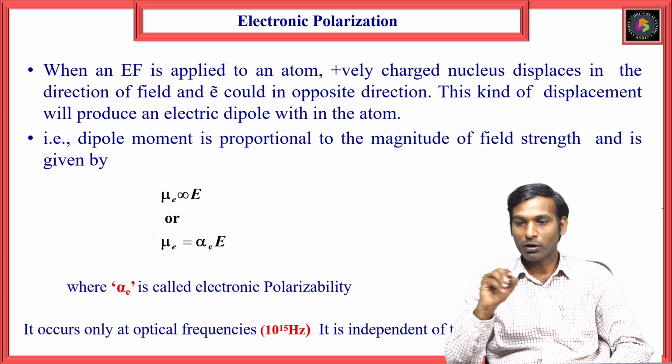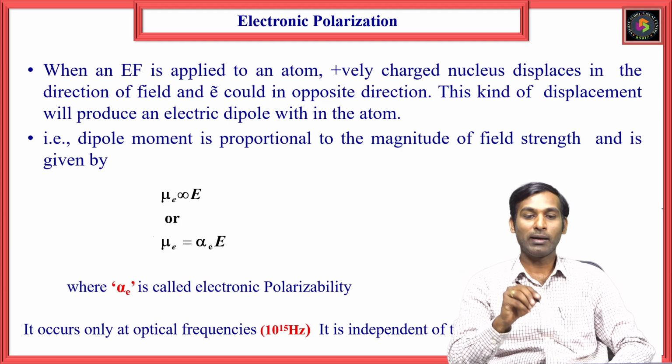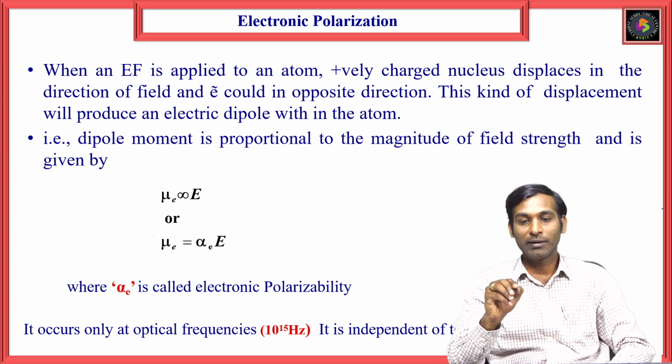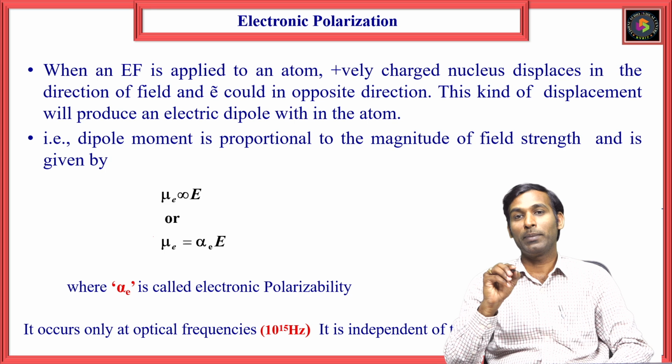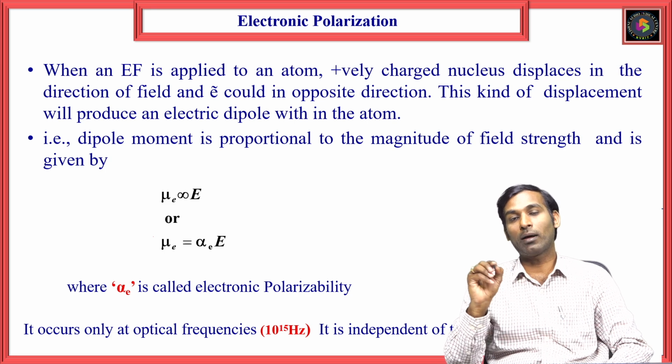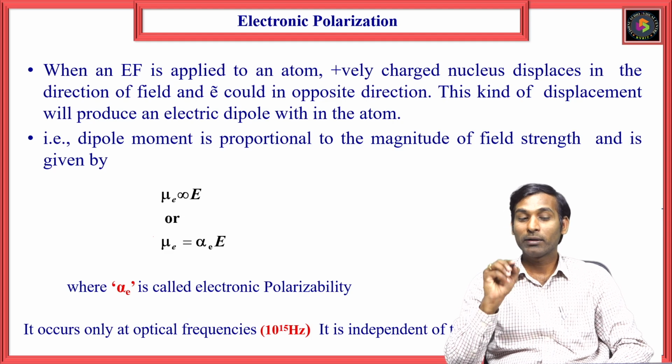In this phenomenon, the displacement will produce an electric field within the atom. The main parameter is whether the material has a dipole or not. If it has a permanent dipole moment, we can easily calculate the polarizability.